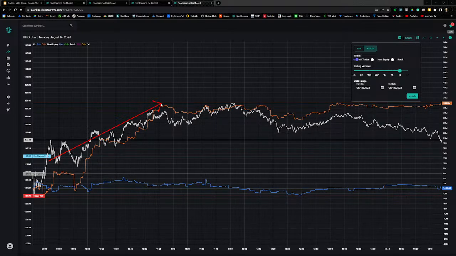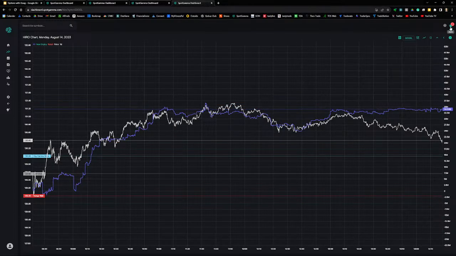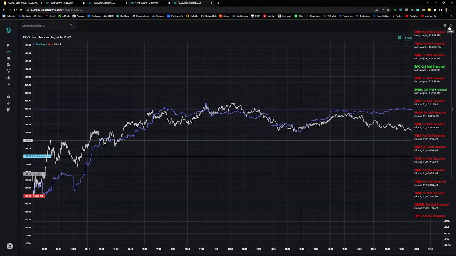And DD929 asks, is there an alert function? So yes, there are some alerts. Let's take a look at those. Over here in the upper right corner, right now the alerts are only showing breaches of the put wall and call wall for a variety of stocks.